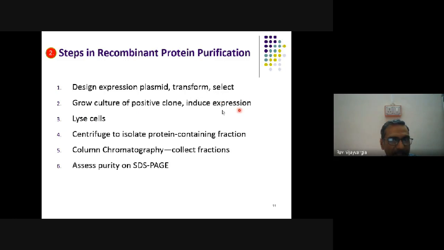Once your expression is done, you have to lyse the cells based on the methods I listed in the last slide. Then you centrifuge the lysate so that the soluble fraction can be collected as a supernatant, and that soluble fraction can be subjected to one of the column chromatography methods based on the properties of the protein. You collect different fractions and check them to assess their purity by running an SDS-PAGE, sodium dodecyl sulfate polyacrylamide gel electrophoresis.